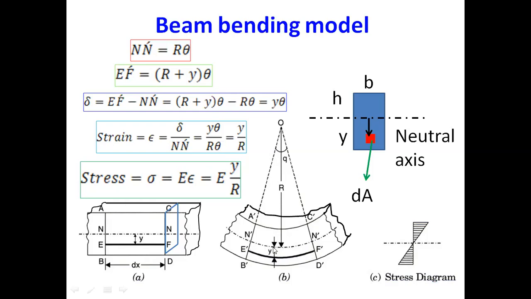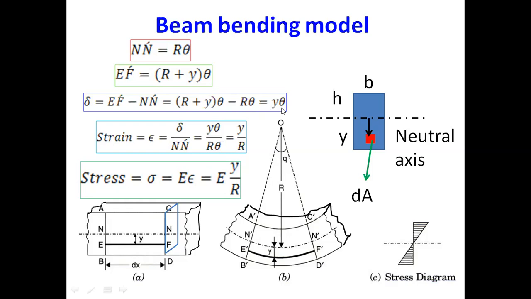How much elongation has occurred when we move a distance y? That elongation is delta, and to find it, from this length we have to subtract this length. So E dash F dash minus n dash n is equal to (r plus y) theta minus r theta. From here, r theta cancels with minus r theta, and at the end we would have y theta.